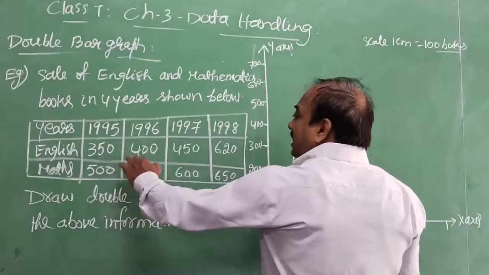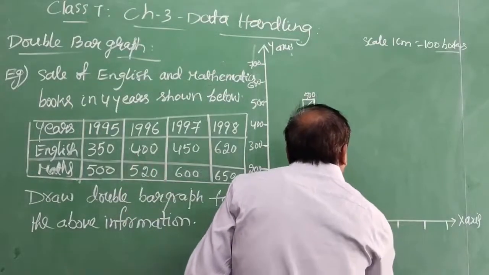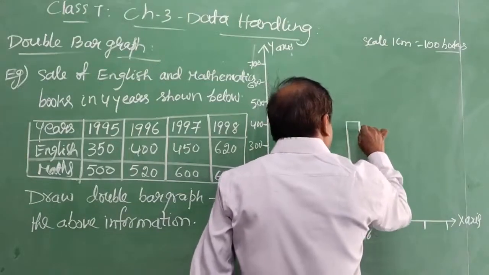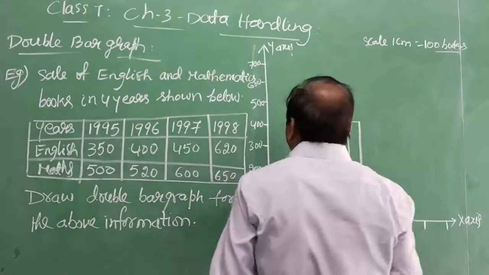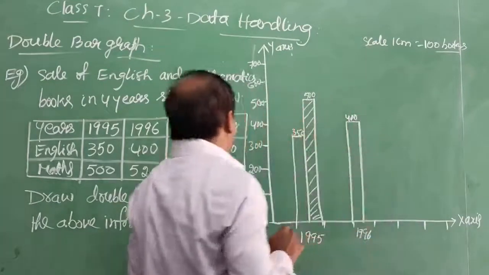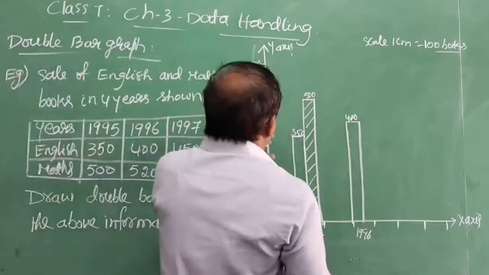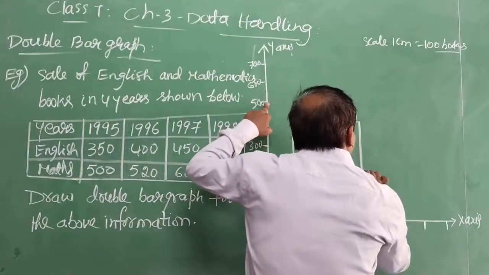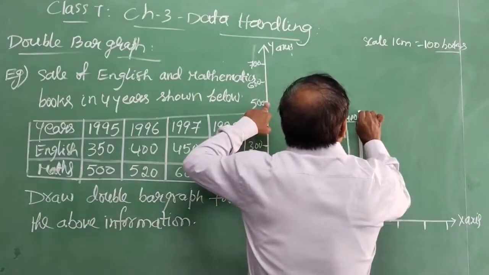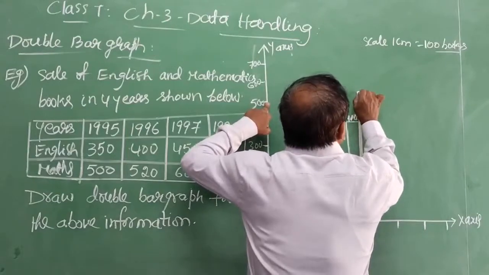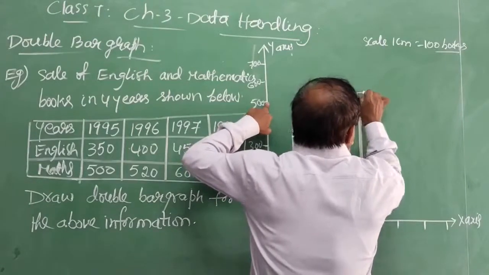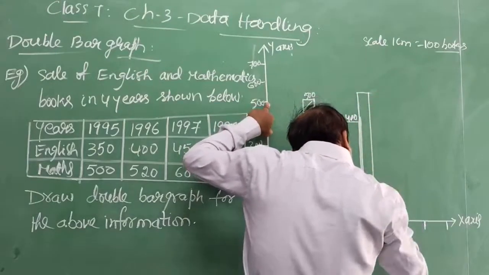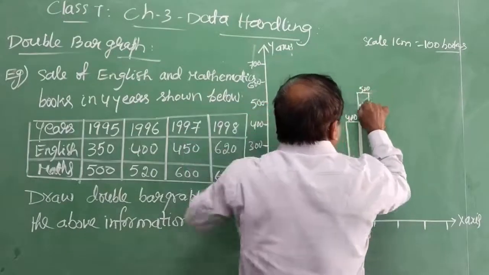So 1996 there were 400 books of English. So you have to go up to 400. This is for English, 400 in the year 1996, and 520. Above 500 you see, this is 500. So above this, use the scale. 520. Two small lines in your graph book will give you 520. So this is 520. Shade this part.